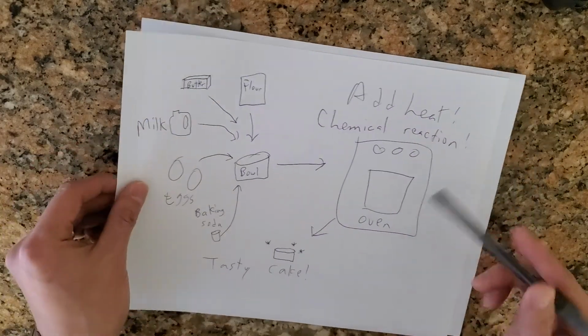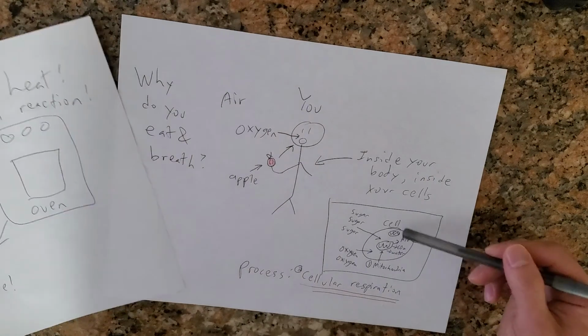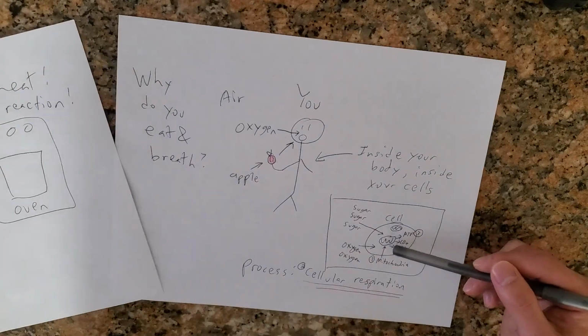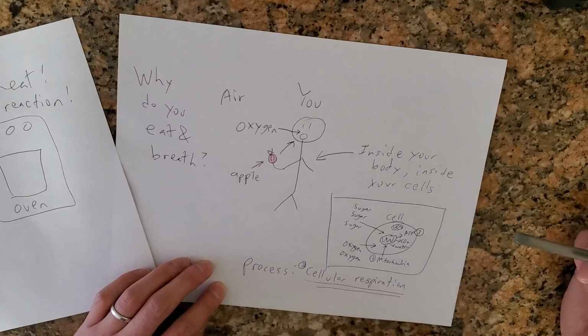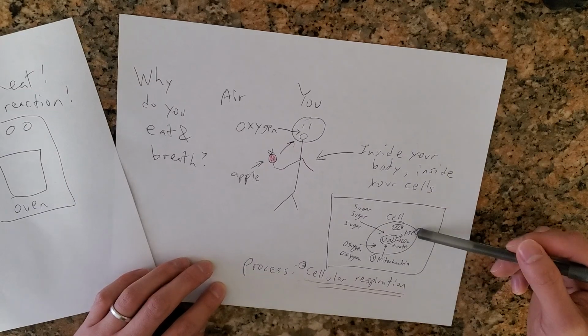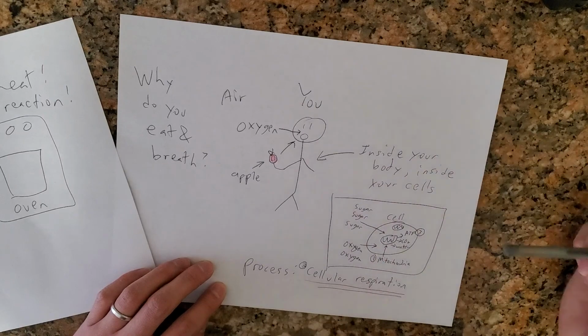And so instead of an oven, the mitochondria is the machine that's helping you change these molecules into three other molecules. And then the energy comes from the ATP, and that's how you're able to survive.